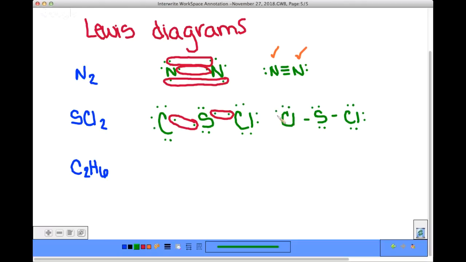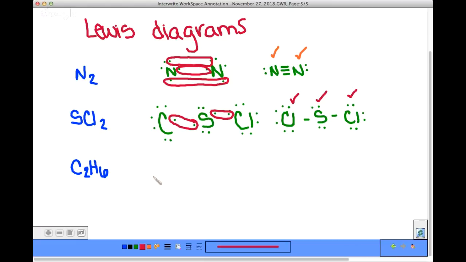And then we want to make sure that each atom sees an octet. So if we look at chlorine, chlorine sees 2, 4, 6, 8. Remember that a bond represents 2. Sulfur sees 2, 4, 6, 8, so that's good. And this chlorine over here sees 2, 4, 6, 8, so that is good as well.